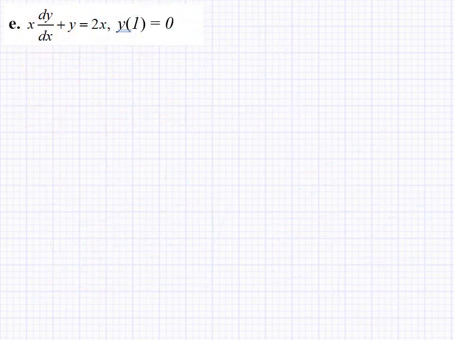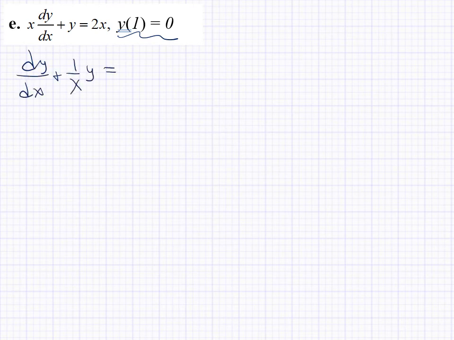And we're just going to keep rolling. Here's another one. Not in standard form, so we're going to do that first. Yeah, there's also an initial value problem attached to it. And so we're going to get dy/dx plus 1 over x times y equals 2 as our standard form, because we have to divide everything through by x.